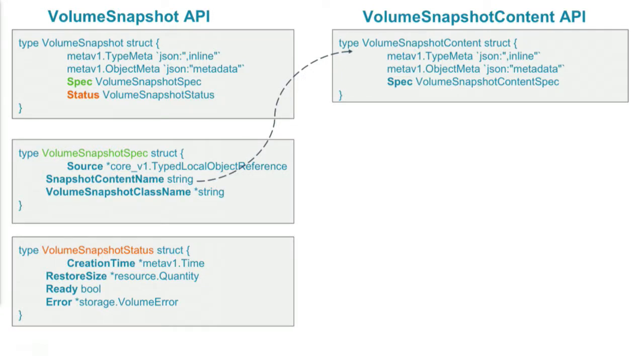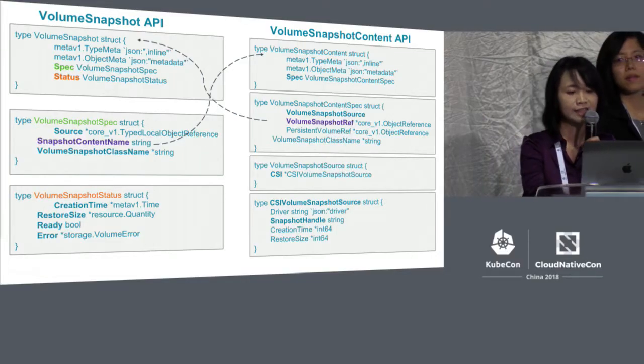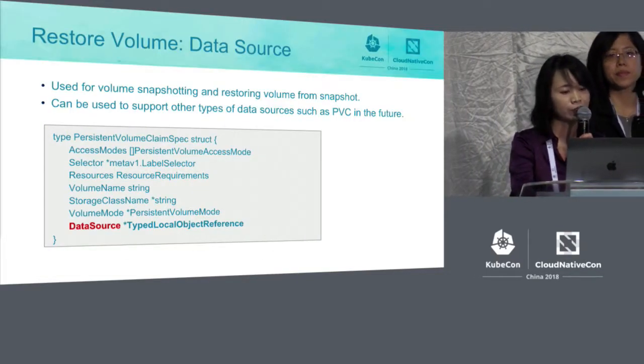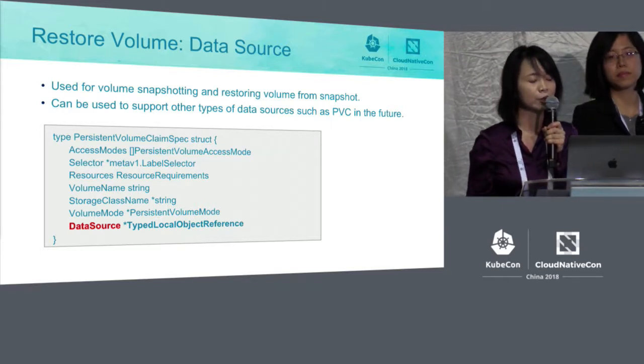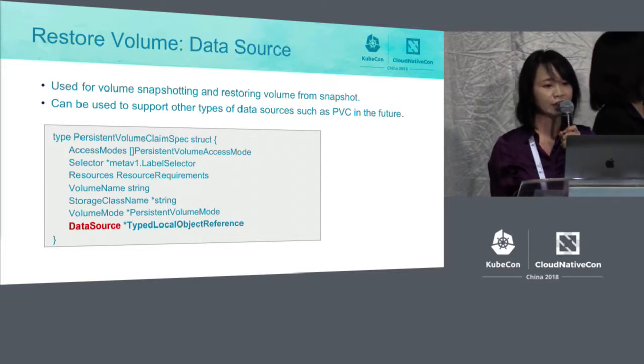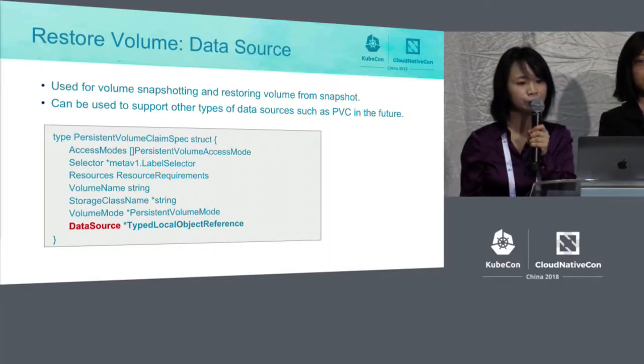We also have a volume snapshot content API object. So in the content spec, we have a reference to the volume snapshot object, and also we have a volume snapshot source, which is a CSI source. And the volume snapshot feature only supports CSI drivers. So when we do the restore, we need to specify this data source object. We just added this new API object, data source, that can be used for snapshotting and also restoring volume from snapshot. And in the future, we can also support PVC type for cloning.